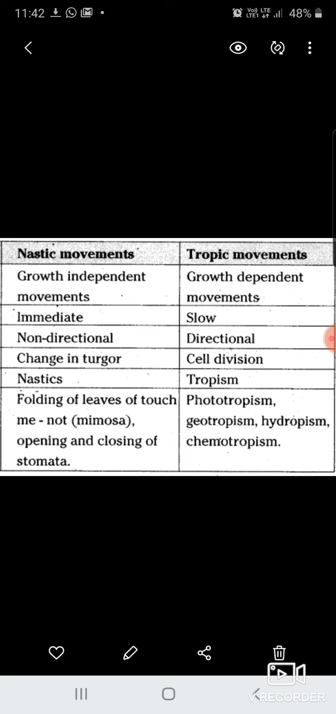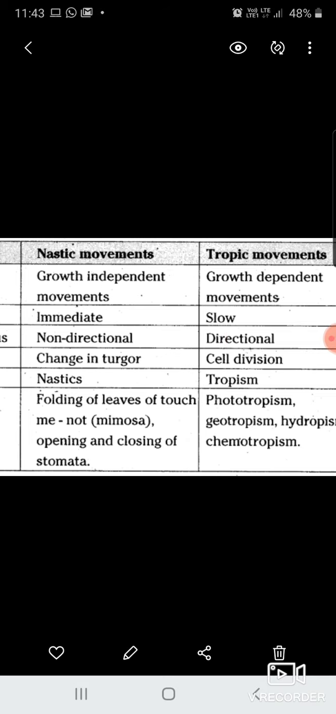Like in phototropism, we have discussed it already, what happens is that auxin gets accumulated on the side which is opposite to the ray of light, and the plant stem grows only on one side, while on the other side the stem does not grow. This causes the bending of the plant towards the light. This kind of tropic movement is because of growth, so they are growth dependent movements.